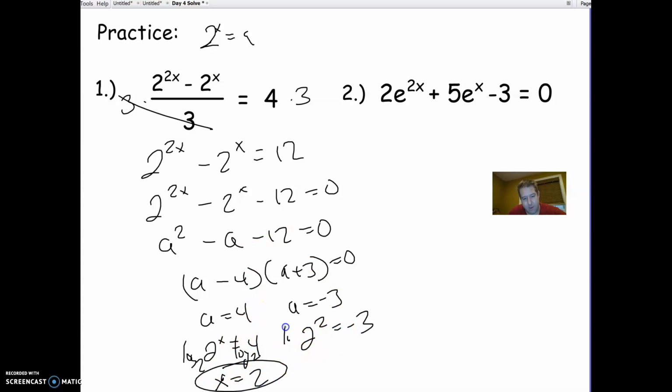And over here, so we have log base 2 of this, log base 2 of negative 3. This cancels, so that tells me that x can be log base 2 of negative 3. Now, that doesn't make any sense. That's extraneous because it can never be a negative.